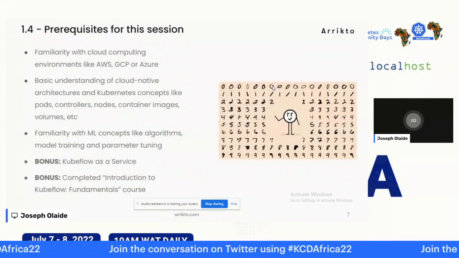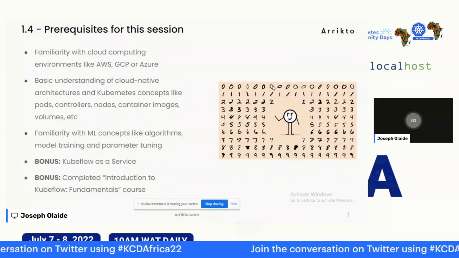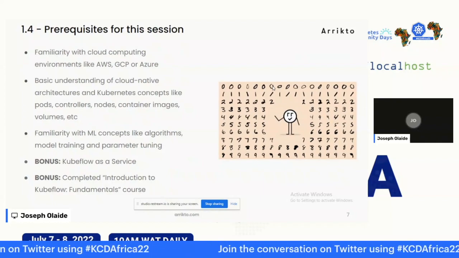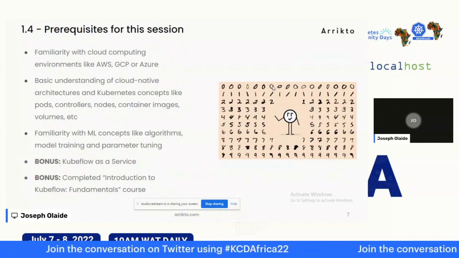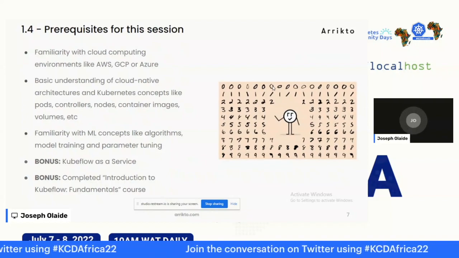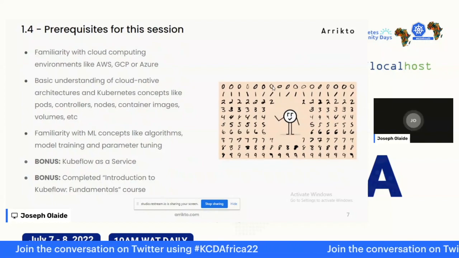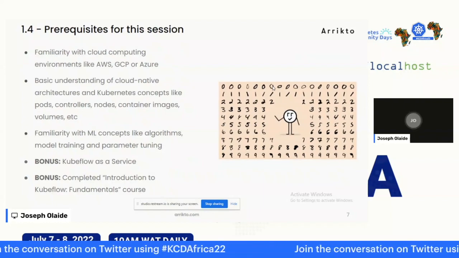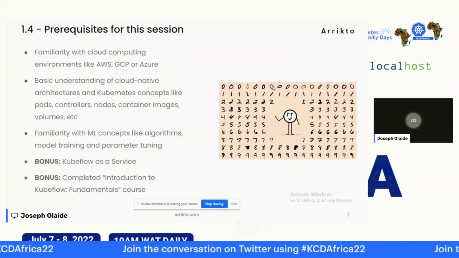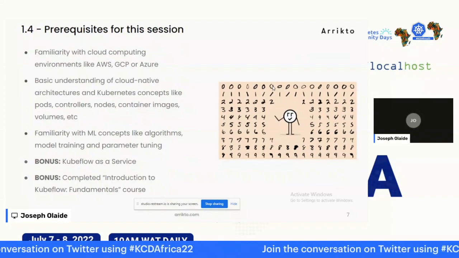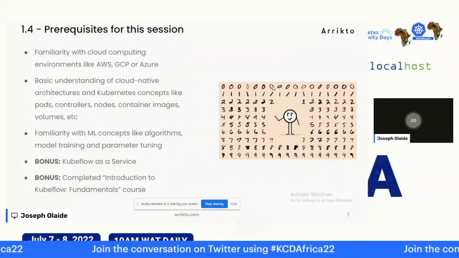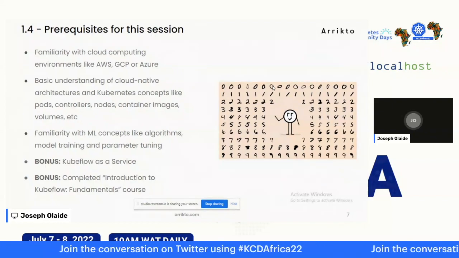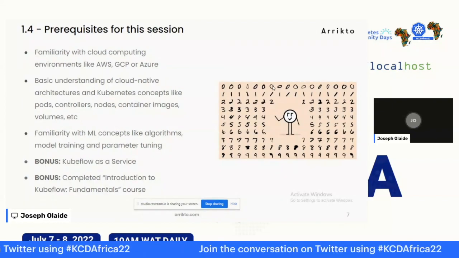So the prerequisites for this course: at least little knowledge about cloud computing environments like AWS, GCP, or Azure, and a basic understanding of cloud-native architectures and Kubernetes concepts like pods, controllers, nodes, container images, and volumes, etc. Also familiarity with ML concepts like algorithms. I expect those attending the session to have a good knowledge of the machine learning workflow. You should be able to read your data with pandas, read the CSV data, do feature transformation, do hyperparameter tuning, model training, and the likes. The bonus is Kubeflow as a service, and an introduction to Kubeflow fundamentals, that's by the way.